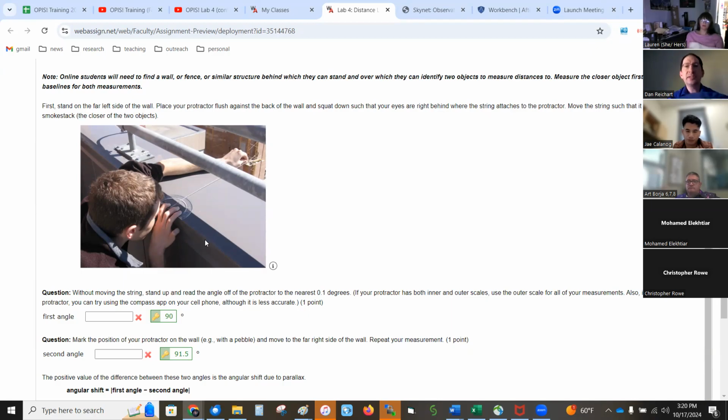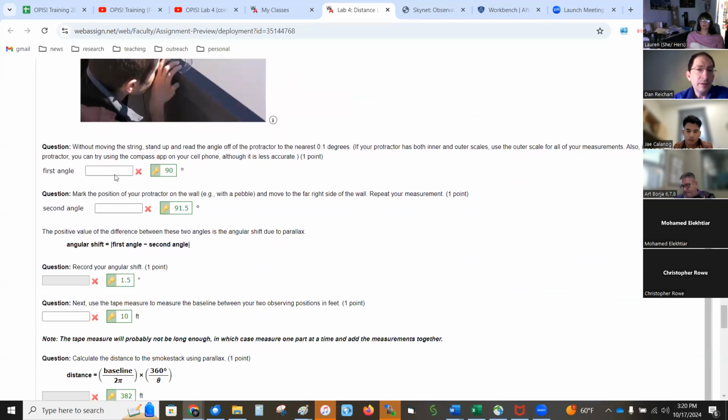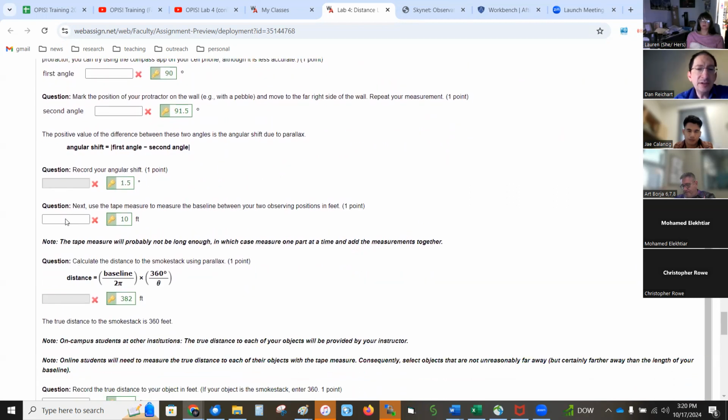At the very top, well, it doesn't really matter, right? Yeah, it's 90. So, they'll measure some in the high 80s and some in the low 90s, for something that's far away and it's only a few degrees of parallax. So first angle, second angle, the shift, and then they need to know the distance between the observing points.